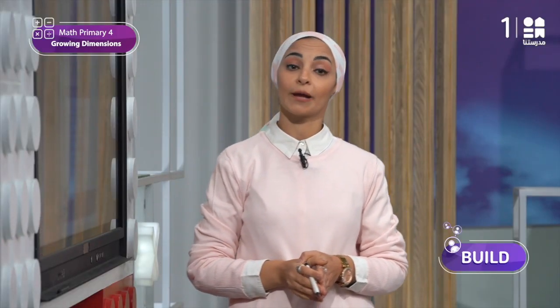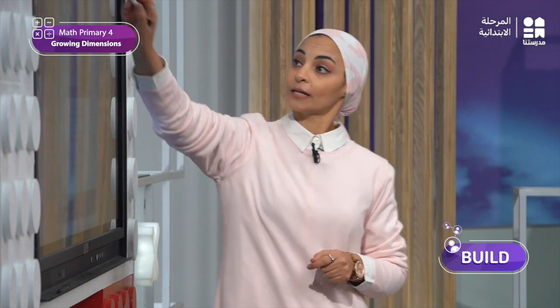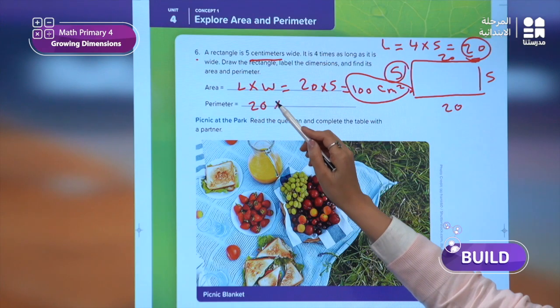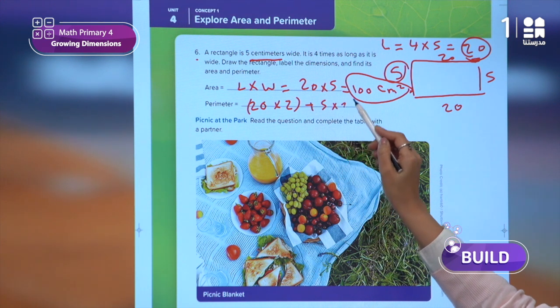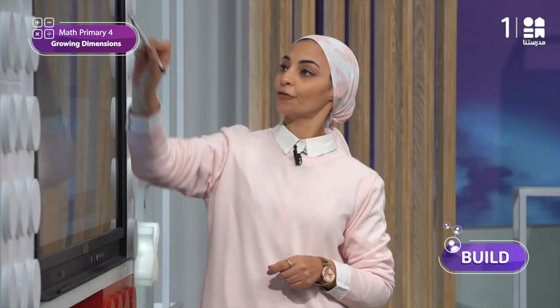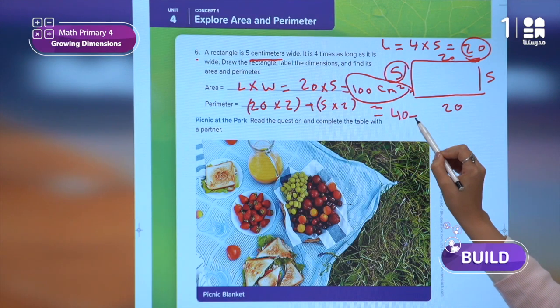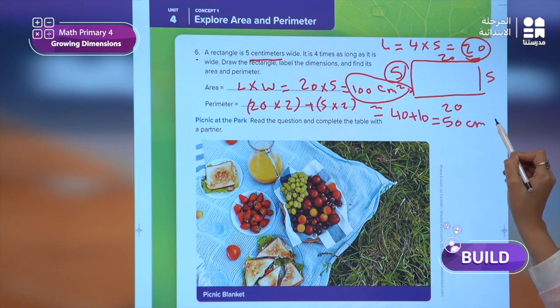Okay, let's calculate the perimeter. What will the perimeter be? I will add all the sides, or by my rule, length times 2 plus width times 2. That means I can make it 20 times 2 plus 5 times 2. 20 times 2 is 40. 5 times 2 is 10. 40 plus 10 equals 50 centimeter and this is my perimeter.